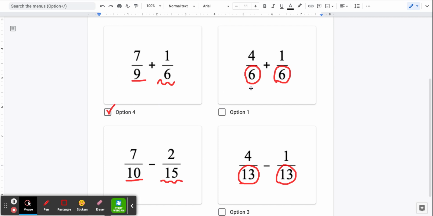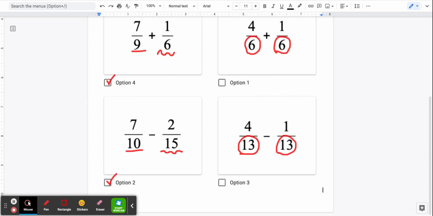Here's an example of a fraction where the denominators are the same. And since they are the same, neither of these fractions will need to be rewritten. And again, here we have a 10 for one denominator and a 15 for the other denominator. That means that these two fractions will need to be rewritten before they can be, in this case, subtracted. And so we marked it. And then this last one, you notice that both of them say 13, and therefore they do not need to be rewritten before they can be subtracted.